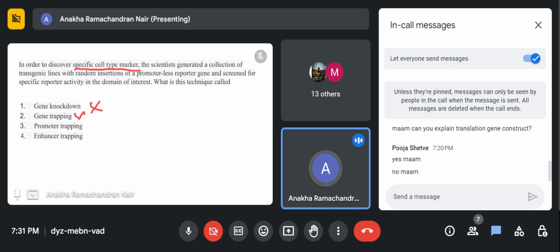Enhancer trapping is to figure out if, or how much, an enhancer is enhancing the expression of a certain gene. So this is not the answer. Promoter trapping is the correct one, where you are adding a promoterless sequence within the exon, the sequence in a DNA that will be in an mRNA and therefore will become a part of your protein. Okay, so promoter trapping is the correct answer.